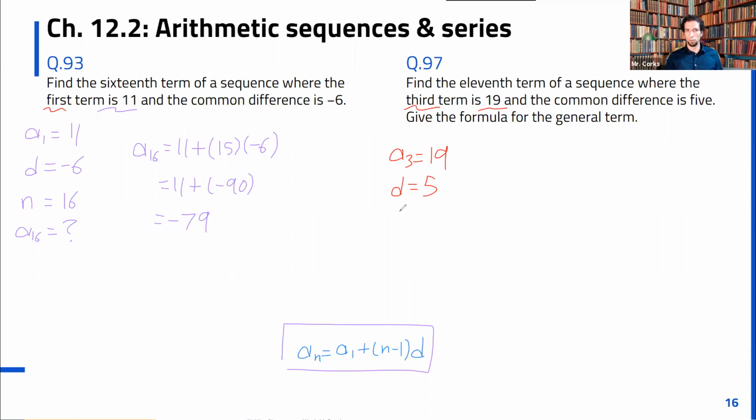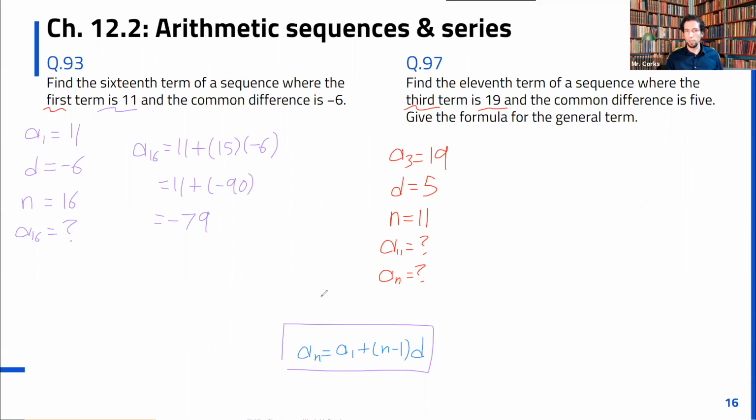We can find the first term, A1, according to that. First, let's see what else we're given here. n. So we're given n. Our n is 11, and we are being asked to find A11. And they also want the general term, so AN is something.